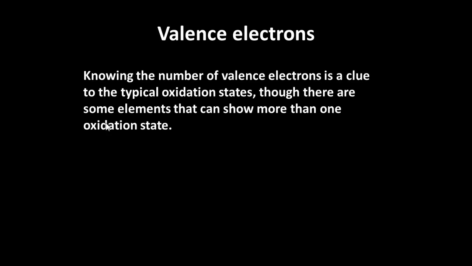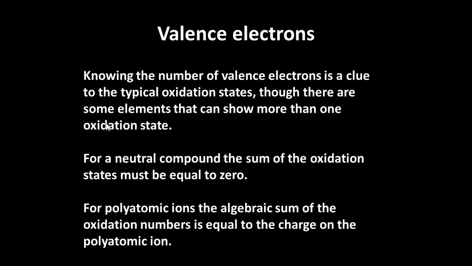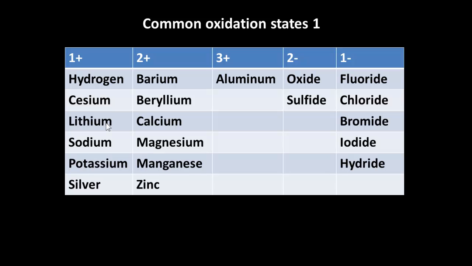Knowing the number of electrons in these outer shells, the highest energy levels, gives us the valence, and it's a clue to the typical oxidation states. Although you must remember there are elements that will show more than one oxidation state. For a neutral compound, the sum of the oxidation states has to equal 0. Now in polyatomic ions, the algebraic sum of the oxidation numbers has to equal the charge on the polyatomic ion. We'll see what this means in a minute.